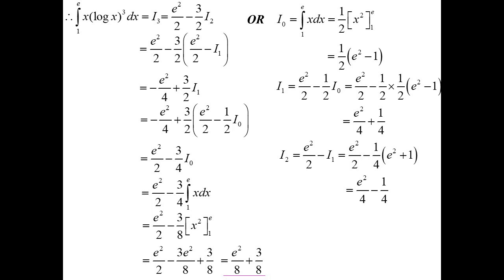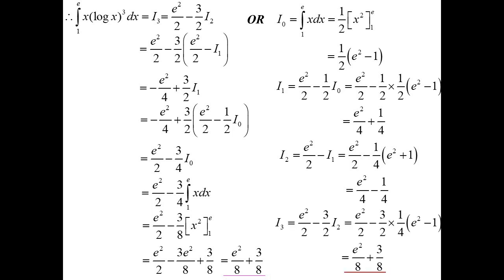Another way you can evaluate, see I've done it by reducing, going from I3 to I2, I1, I0 and so on. Some people like to build it up and start with I0. So I0 is a half e squared minus 1, and then plug that into the formula to get I1, then plug that answer into the formula to get I2, and then plug that answer into the formula to get I3. It's really just a preference whether you prefer to build it up or reduce it down. But either way, you get the answer.